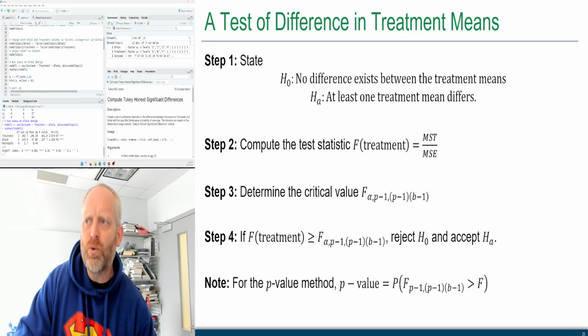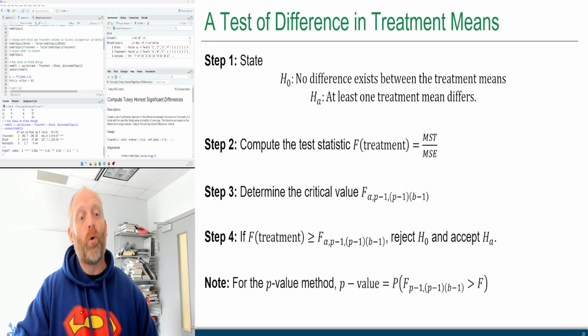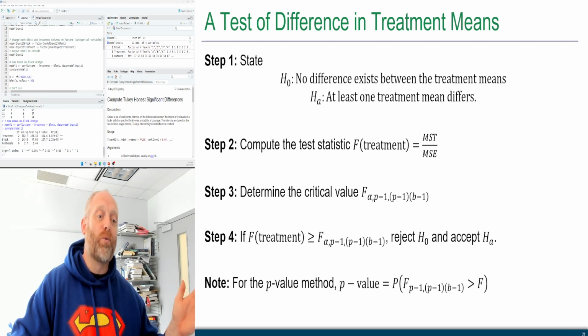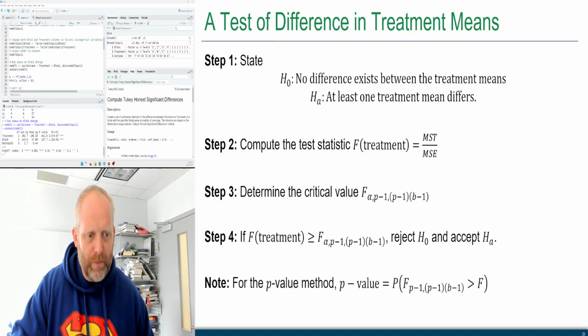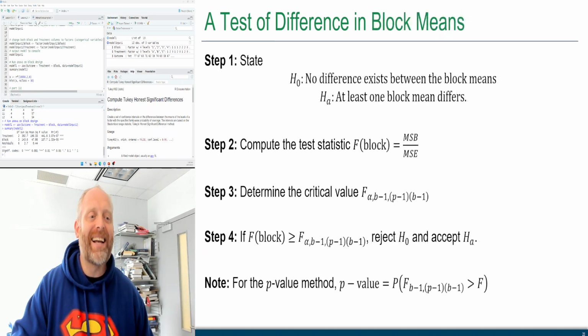So where is that threshold for that last 5% or alpha percent of the tail? And if, of course, our F statistic falls to the right of that critical value, we reject the null and accept the alternative. We can also do the same thing for the p-value. And this works exactly the same way.